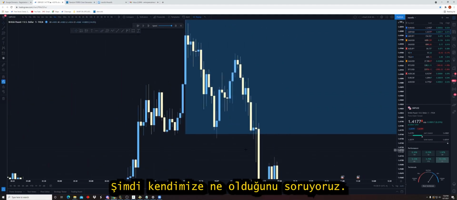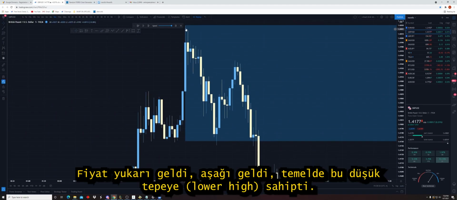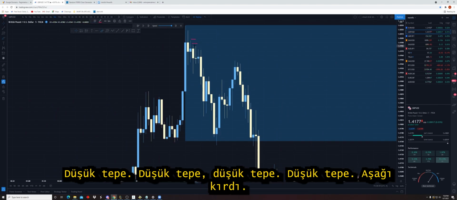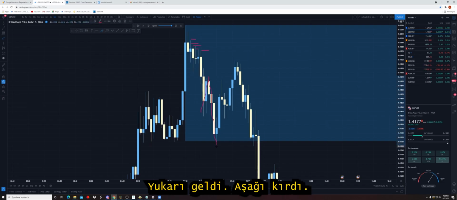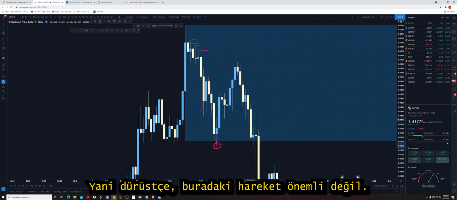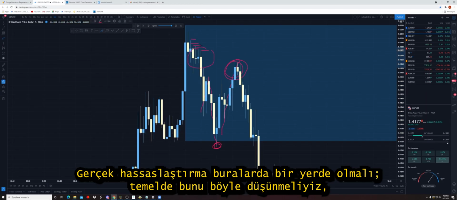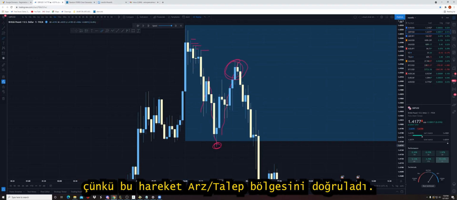So now we ask ourselves, what happened? Price came up, came down, had this basically lower high, lower high, lower high, lower high, lower high, broke down. Okay, cool. Came up, broke down, right? Validating this area. So honestly, the movement in here is not important. The real refinement should be somewhere inside of here, is how we have to think about this, because this move validated the supply and demand zone.